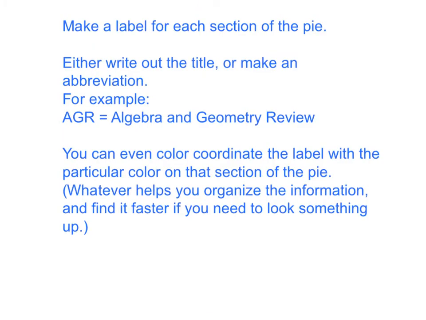Make a label for each section of the pie. Either write out the title or make an abbreviation. For example, AGR can stand for Algebra and Geometry Review. You can even color coordinate the label with a particular color on that section of the pie. Whatever helps you organize the information and find it faster if you need to look something up.